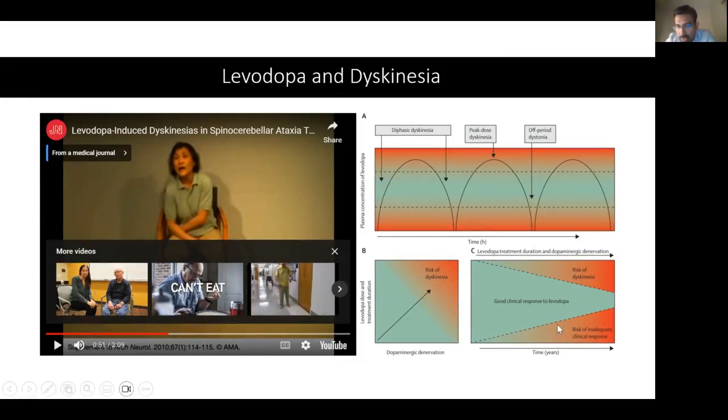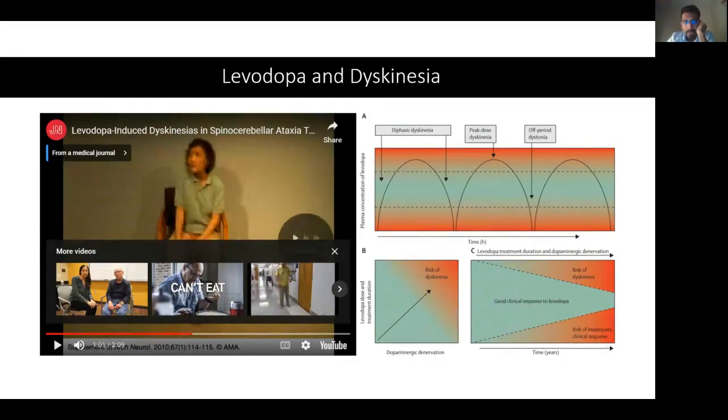The chart below on the right gives an idea about the risk of dyskinesia and clinical symptoms. If we look at the left, when we start, usually a very good response is there, but with time the window of good response reduces and there are more chances of dyskinesia and more chances of inadequate response. Let's go to the next slide.